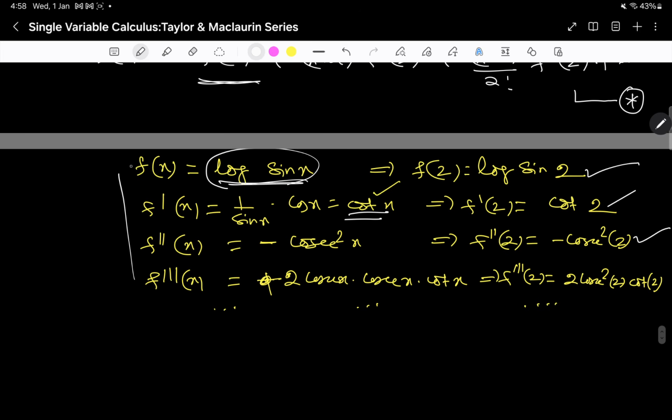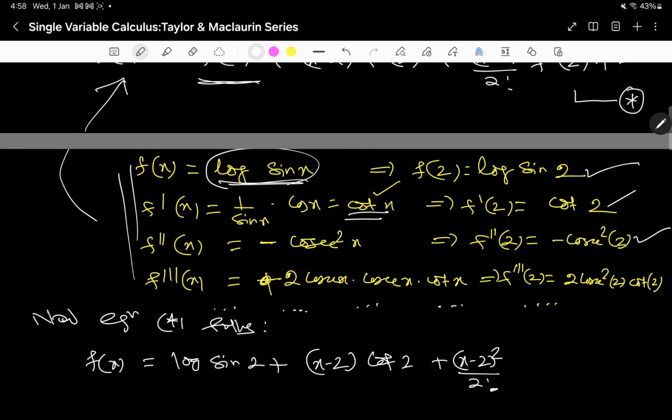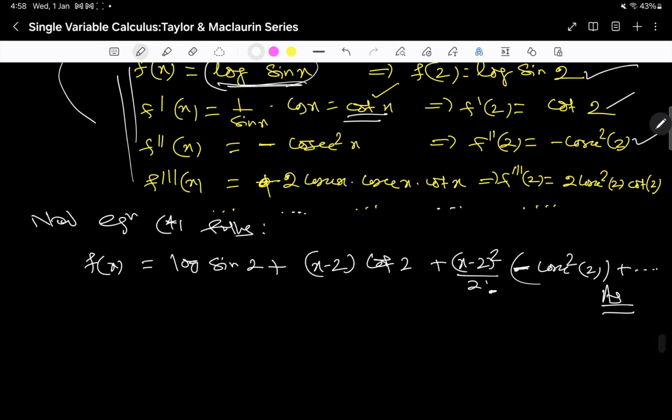Now I substitute all this in equation star. Equation star follows, right? So on. Here f of x is equal to log sin 2 plus x minus 2, f dash x means cot 2 plus x minus 2 square by factorial 2. Here f double dash 2 is minus cosec square 2 and so on, right? So this is the desired answer, which is the desired Taylor series expansion.